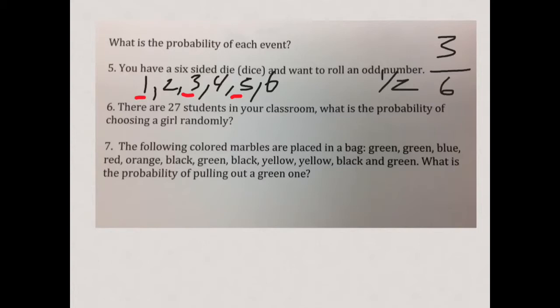Now, this question, I wanted you to do it in class. There are 27 students in your classroom. What is the probability of choosing a girl randomly? Well, it doesn't say which specific girl. Now, if there's 27 girls, and I tell you pick, say Susan, then it would be 1 out of 27. But what we needed to do was count how many girls were there total.